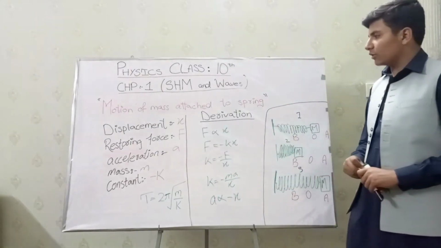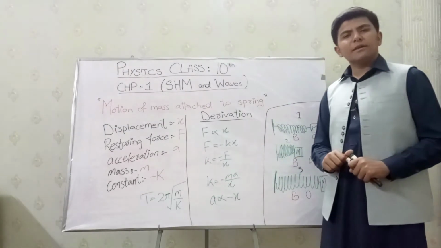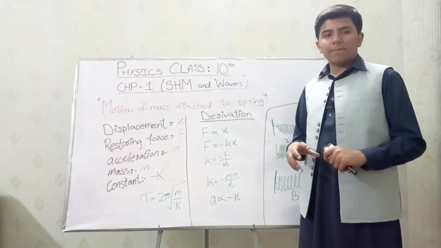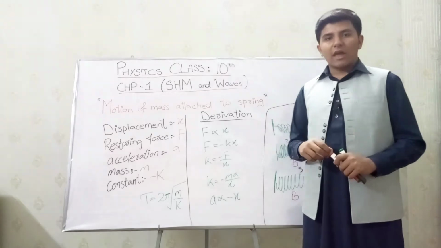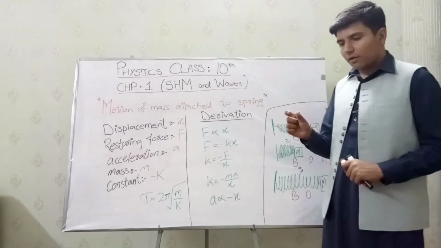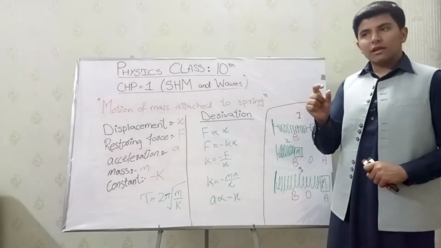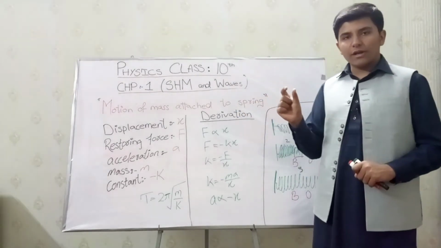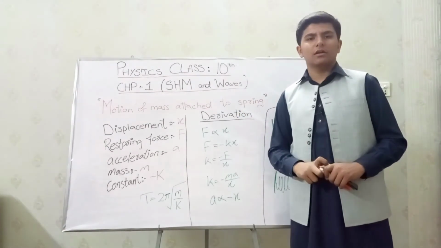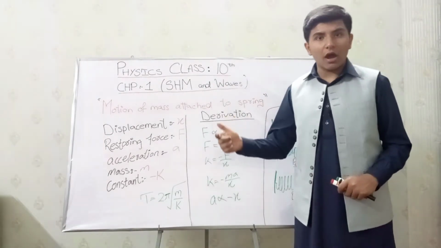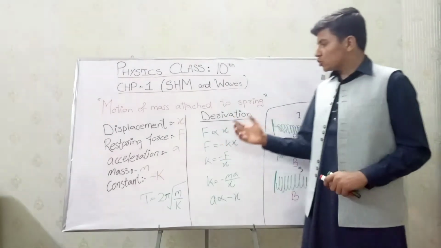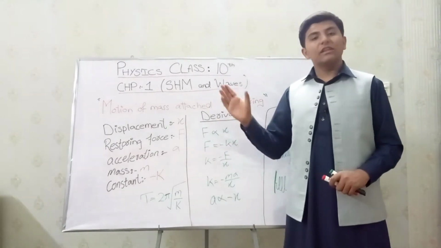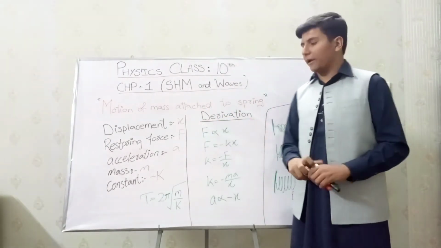I'll be telling you how this happens. For example, if you've seen the shocks of a car, they are very hard to compress as compared to a simple spring. Another example is the spring used in a ballpoint, which is very easy to compress. But the shocks of the car are very hard to compress. So each spring has its different constant value.